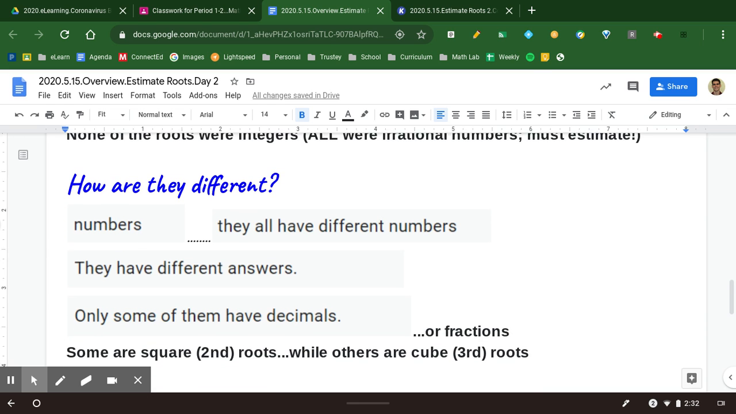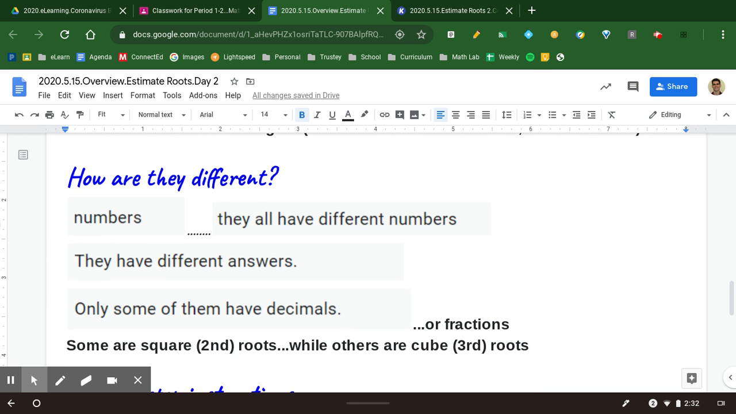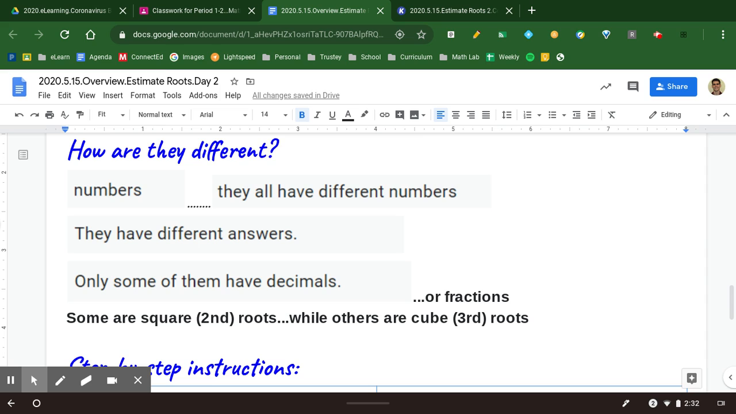How are they different? Many people said they have different numbers, different answers. Some have decimals or fractions. But I was surprised that nobody pointed out that some of the roots were second or square roots, others were third or cube roots. And yes, there are fourth, fifth roots and beyond. You don't have to worry about those till high school, but I'm surprised nobody observed that.